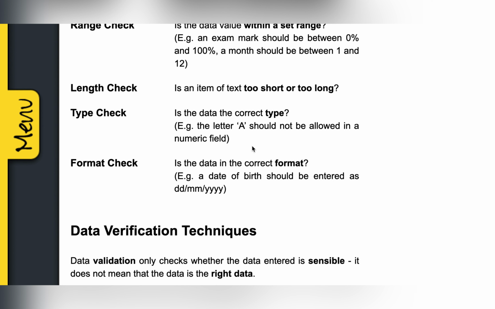Then we have type check. Is the data the correct type? You have to check. They cannot ask you to write your name and you write your title, or they ask you to write your title and you put your name there. They ask for your first name and you write your family name. So you have to check that this data is in the correct form.